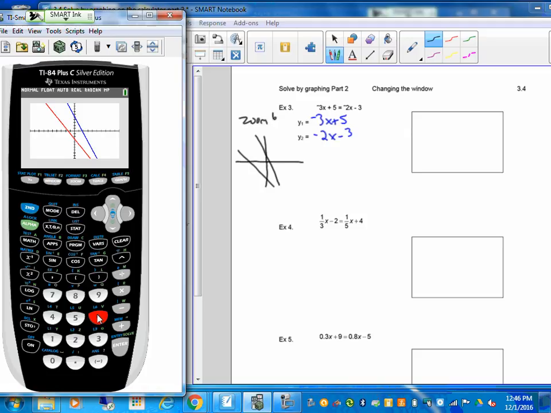And in my graph, the first one that graphed was the blue one, so that's Y1. Maybe you could say the one that's on the top is Y1 and the one that's on the bottom is Y2. Label them in your Zoom 6 window because it's harder to figure out a little bit later.